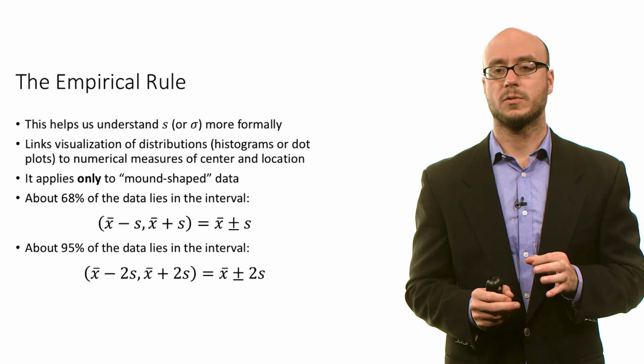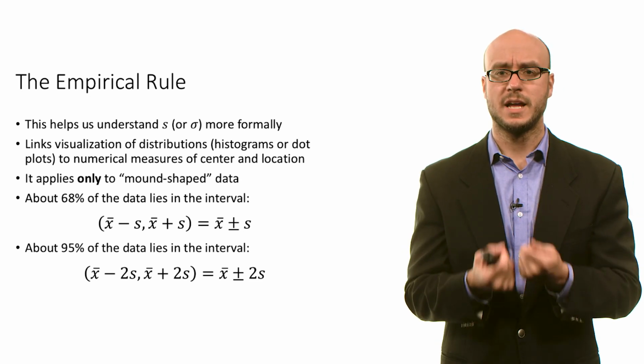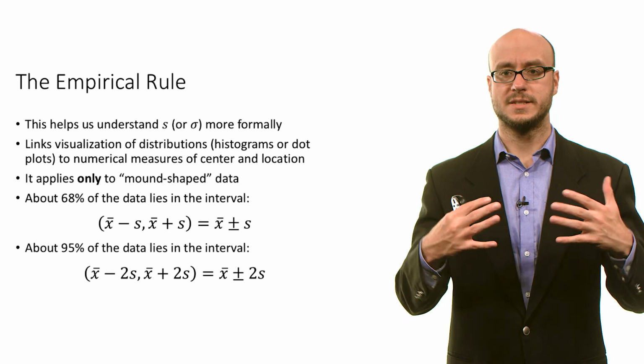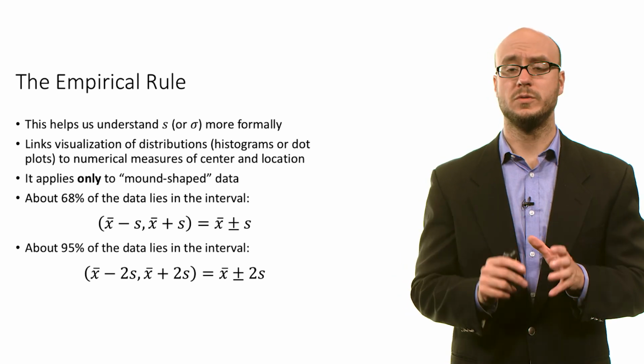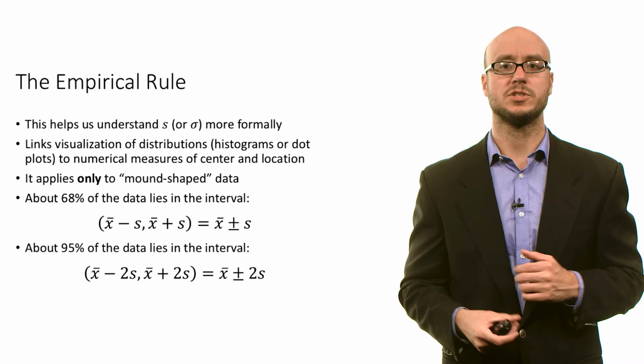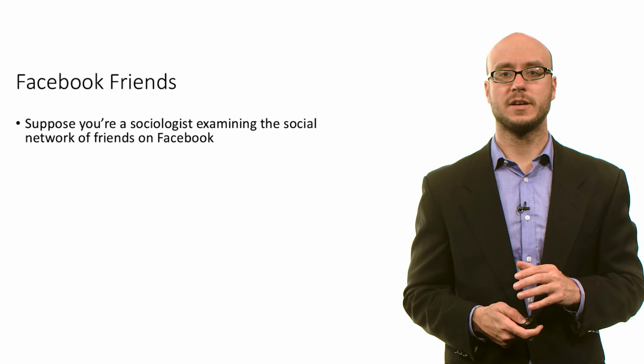What we like about the empirical rule is it helps us to understand standard deviation, and it also allows us to characterize a set of data using only two numbers, the mean and the standard deviation, and some insight about what the distribution of the data looks like. So let's look at an example. Let's look at Facebook friends.